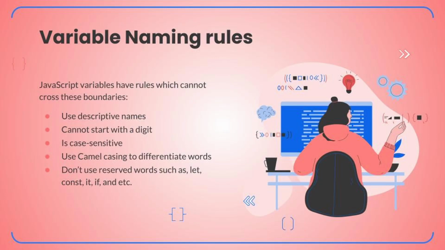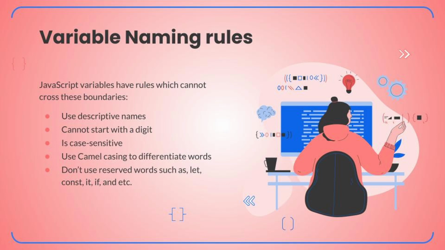Now let's talk about the variable naming rules. For variables, you need to choose names that describe the purpose of the variable instead of using something generic like x. Use userAge. They cannot start with a digit, and JavaScript is case sensitive. So myVar with a capital V and myvar with a lowercase v are different.